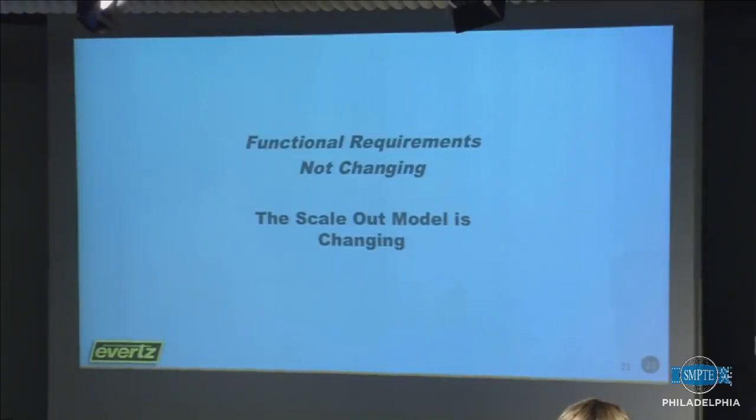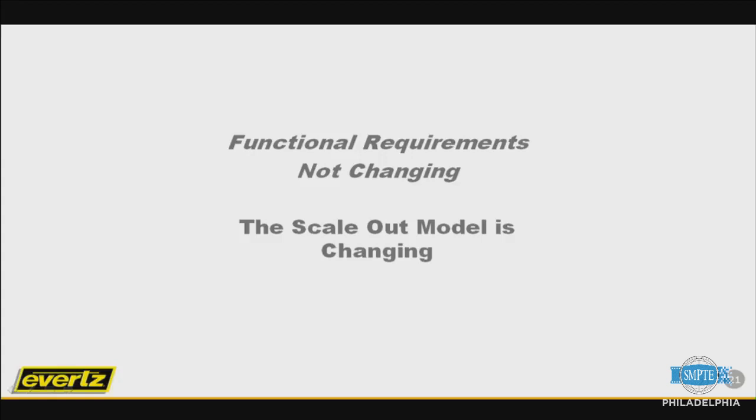So the functional requirements aren't changing. Just because we're talking about going to the cloud doesn't change what people want to do. In fact, the functional requirements are getting more complicated. So we can't ask our producers to do anything less than they have been doing. What is changing is how we scale out.